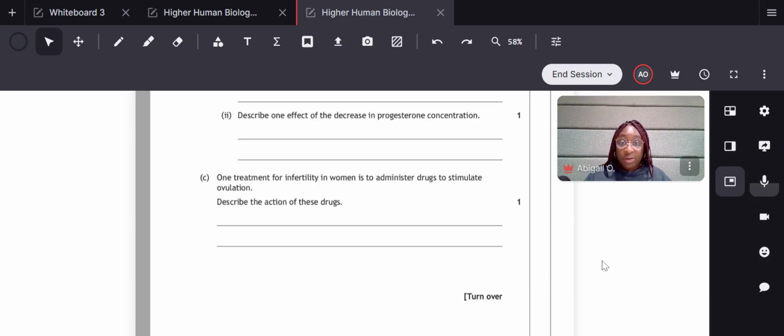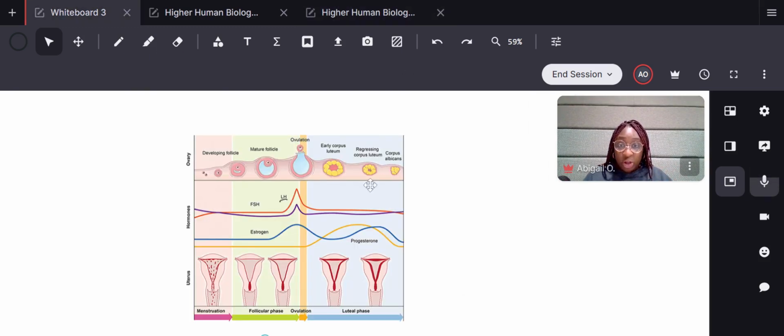Describe one effect of the decrease in progesterone concentration. So what happens in the menstrual cycle when we've got low progesterone? Let's look at this image again. That's the last part of the menstrual cycle. So what's going to happen after we have low progesterone is we're going to go right back to the beginning of the cycle, which you can see is menstruation.